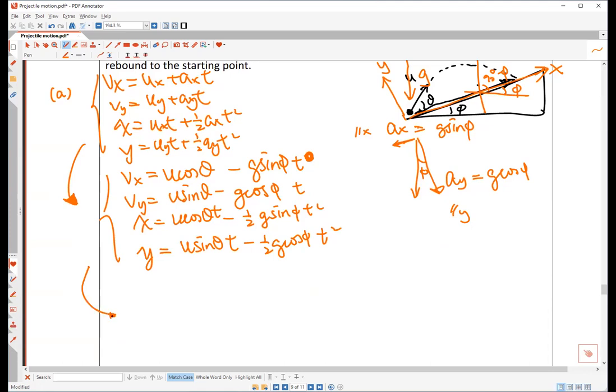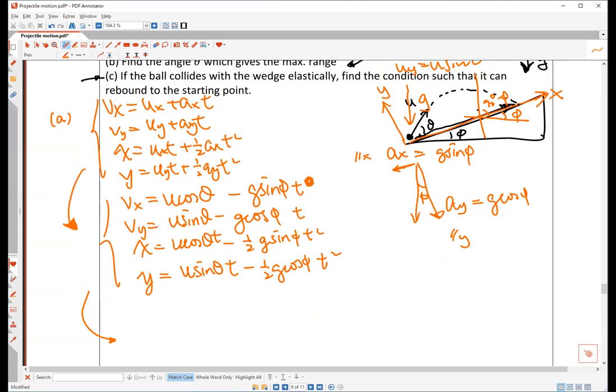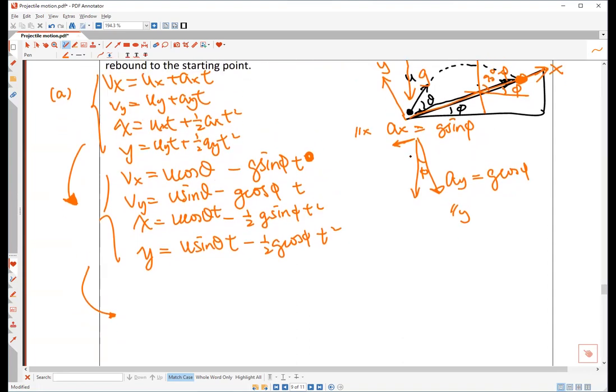So next, you want to find the range. That means the point where the particle is at the farthest point from the starting point along the wedge. So at this point, obviously, y equals zero. So we can substitute y equals zero here, and then derive the time. Remember, time is always the king, or the key, to solving projectile motion. So this is the time.